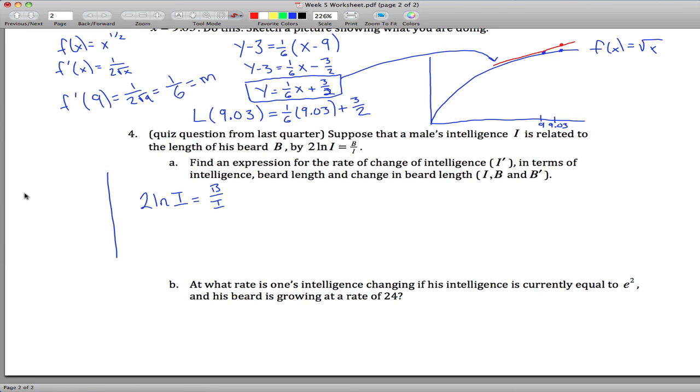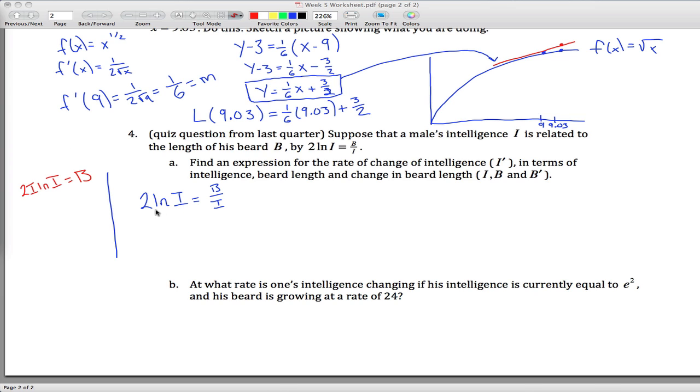Another way to approach this problem is to think about it as 2 times I times natural log of I equals B. And then use implicit differentiation on this. You've got a constant, and then a product rule, and then this is just off by itself. But it'll end up being a little bit easier, and you should get an equivalent answer.